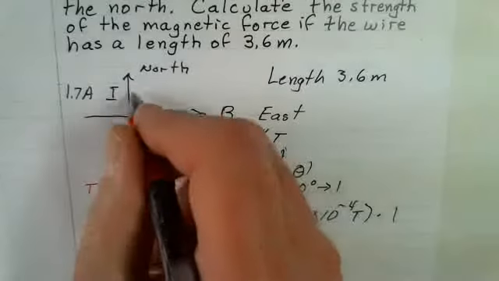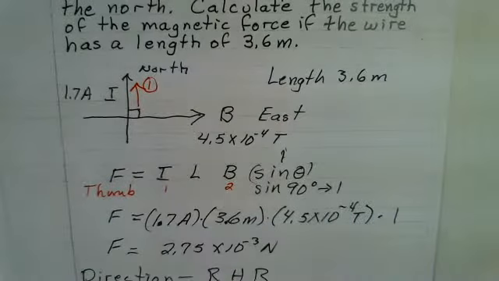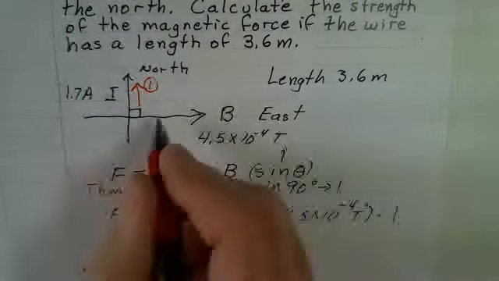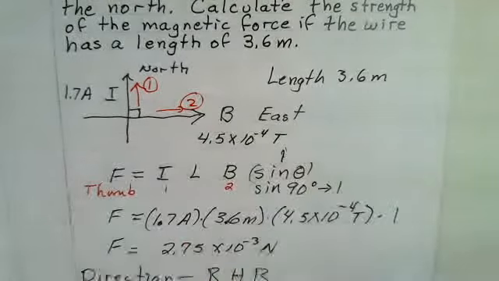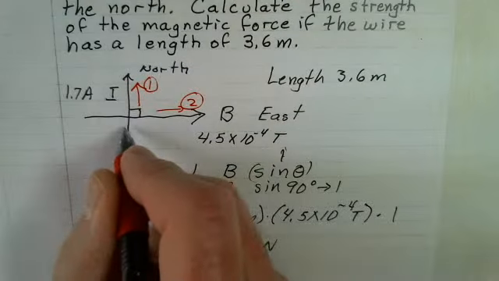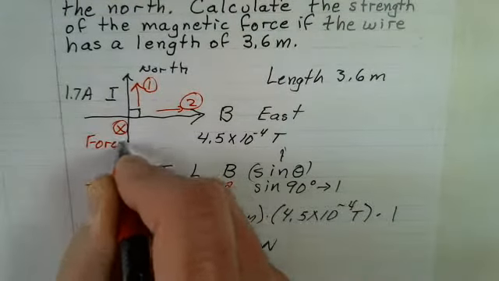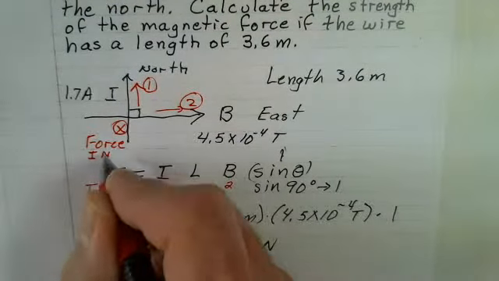So I start my fingers, I point my right hand in the direction of the current. I have to rotate my wrist until my palm is facing to the right, to the east, and bend my fingers in the direction of the magnetic field. And when I do that, I find that my thumb is pointed into the paper. The force on this wire is going to be into the paper.